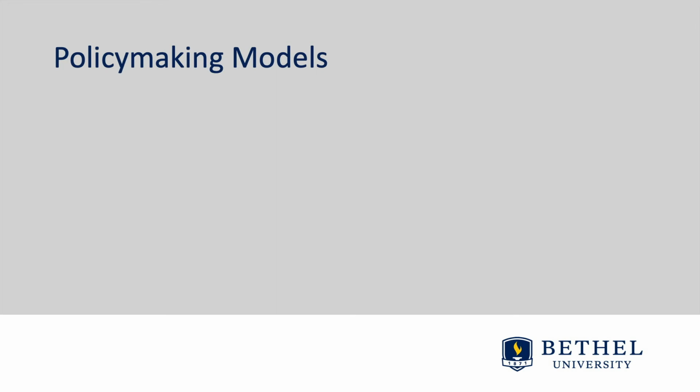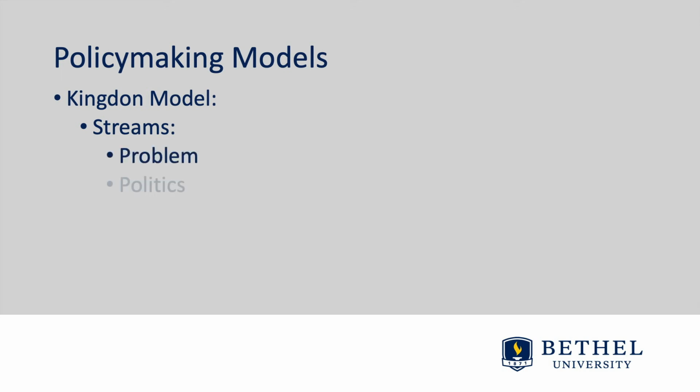Here we will compare the Kingdon and Longus policymaking models. The Kingdon model uses a multiple stream approach to policymaking. It is based on 3 separate streams identified as problem, politics, and a policy coming together during a moment in time or a window of opportunity that creates a change in policy.